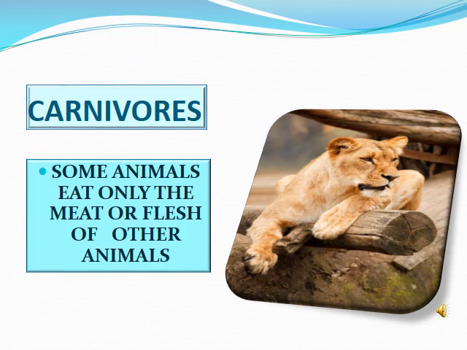My dear students, here is the second category of how animals eat, and that is carnivorous animals. So what are carnivorous animals? Some animals eat only the meat or flesh of other animals. So these animals are called carnivorous animals. The carnivorous animals is the second category of how animals eat.